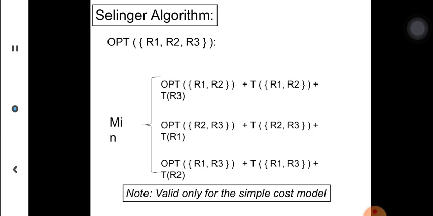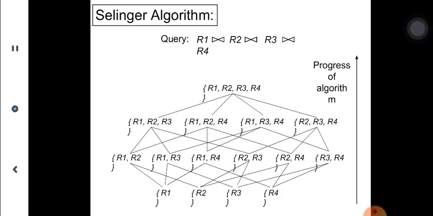That's what you're going to find out, the optimal of R1, R2, R3. You basically have optimal of R1, R2 plus T of R1, R2 plus T of R3, because that's actually a suboptimal plan. So considering all three possible suboptimal plans, you find the minimum of these plans, which helps you know the minimum cost plan. So it's valid for the simple cost model.